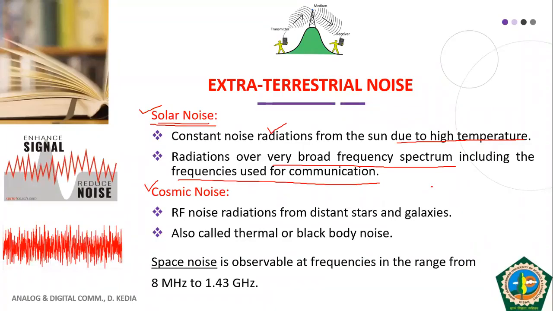Radio frequency noise radiations are generated as cosmic noise, and we call cosmic noise thermal noise or black body noise also. The noise which comes from extraterrestrial bodies or from space is observable at frequencies in the range from 8 megahertz to 1.43 megahertz. These frequency ranges you must notice, students, and keep in mind and remember these values.